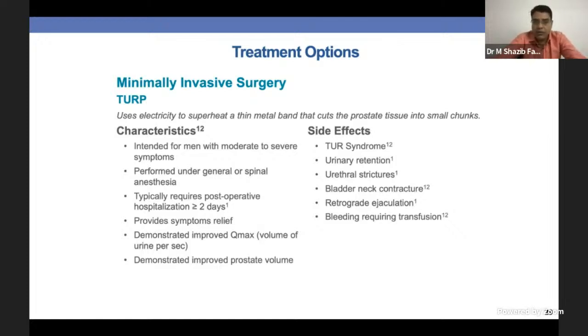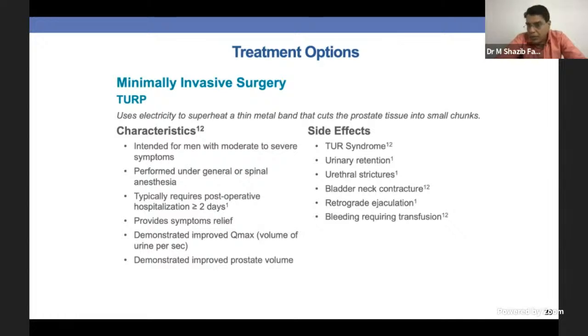If performed rightly, the symptoms are relieved. The prompt relief in symptoms is demonstrated by improved Qmax, and obviously prostate volume also decreases. The side effects include the entity known as TUR syndrome, in which, because of increased absorption of the liquid, there is relative hyponatremia and the patient can experience headache, lightheadedness, dizziness, and there could be increased BP and bradycardia.